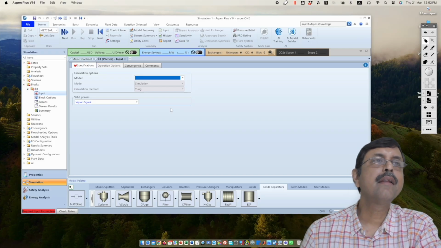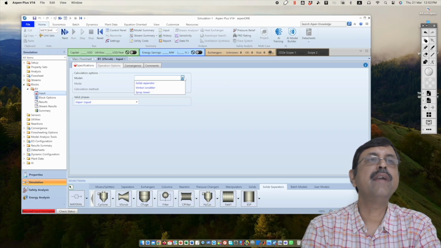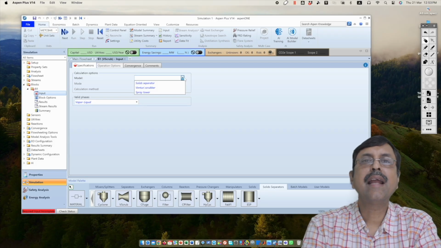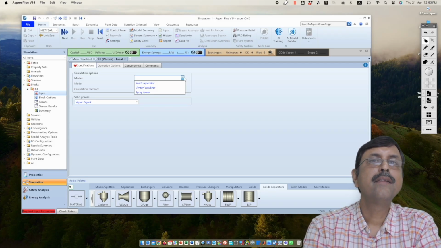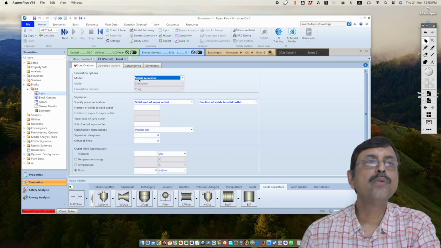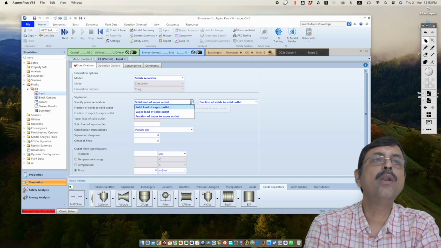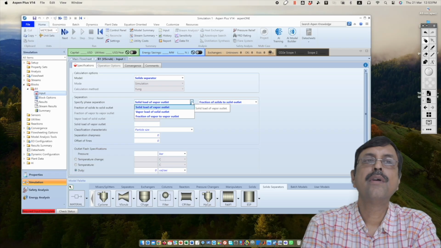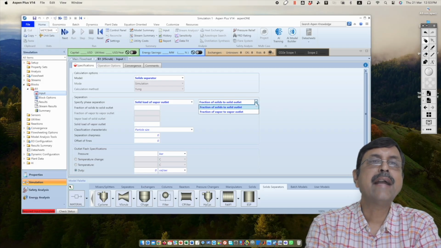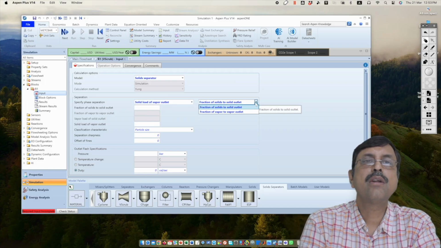So in scrubber, in addition to Venturi scrubber and spray tower scrubber, we have the third option, solid separator. Now this solid separator has already been explained in the cyclone block. It works in the same manner. So if you choose the solid separator, it will ask for certain information like solid load of vapor outlet, vapor load of solid outlet, fraction of vapor to vapor outlet, any one of them, and fraction of solids to solid outlet or fraction of vapor to vapor outlet.